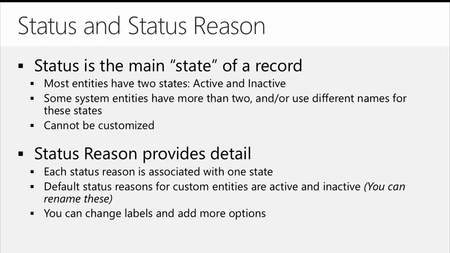What's nice about the status reasons is now I can actually go in and start defining more specific detail around those individual situations. So each item, for example, from a custom entity perspective, comes with status reasons of active and inactive. You would have the ability to go in based upon your specific scenarios and actually add or define additional status reasons or rename ones that are on there.